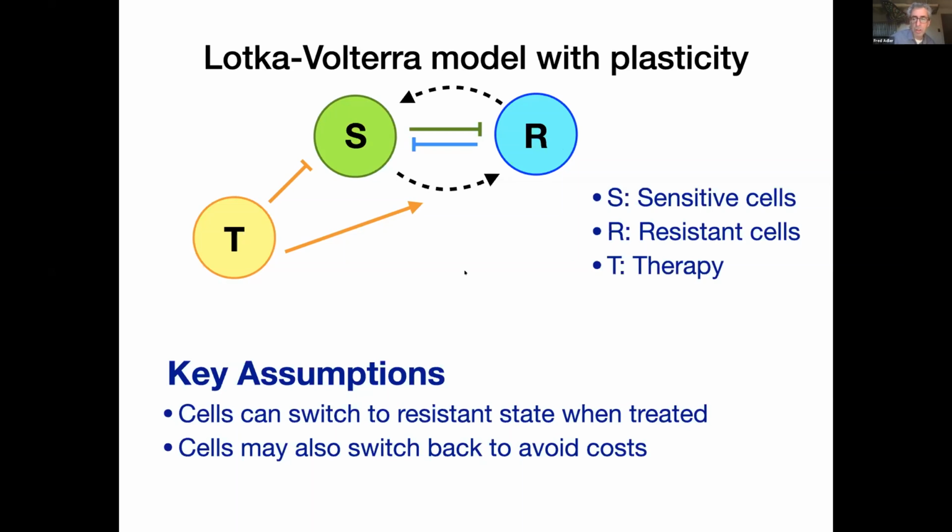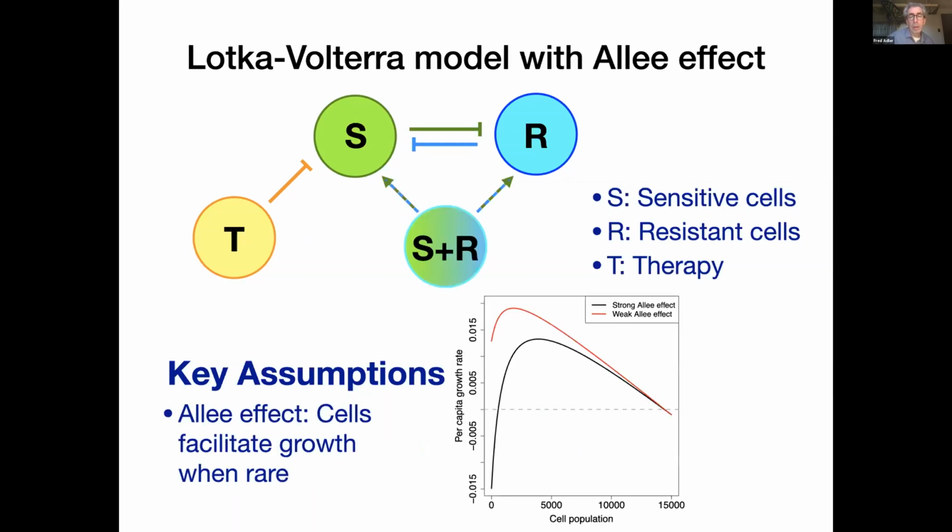And this, of course, is a kind of a worst case for therapy, because in terms of the game theory that we've been hearing about, yeah, the cells are stupid, but they're not as stupid as they could be. We can also then include an Allee effect.